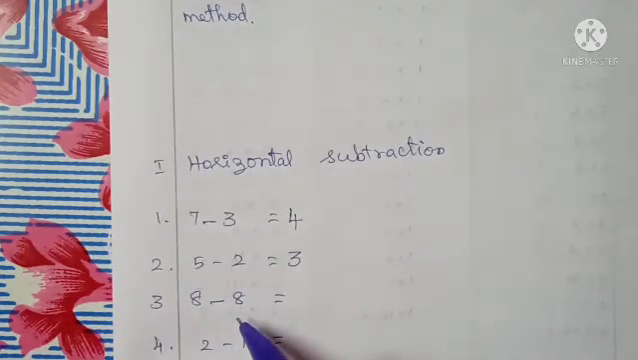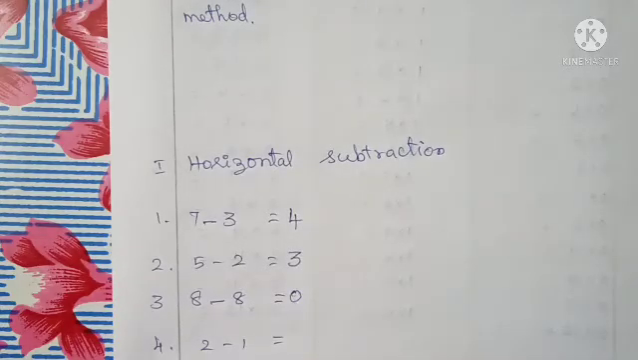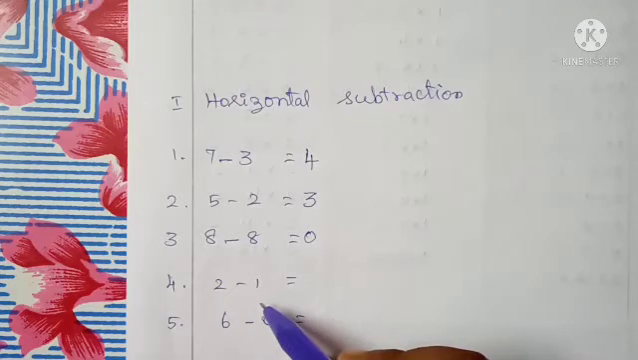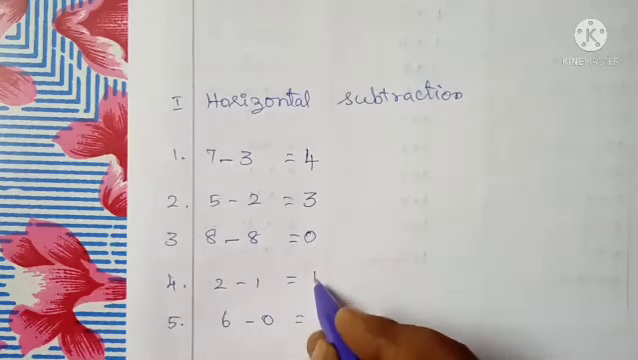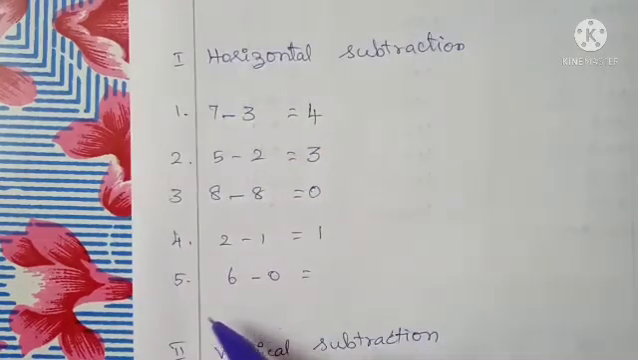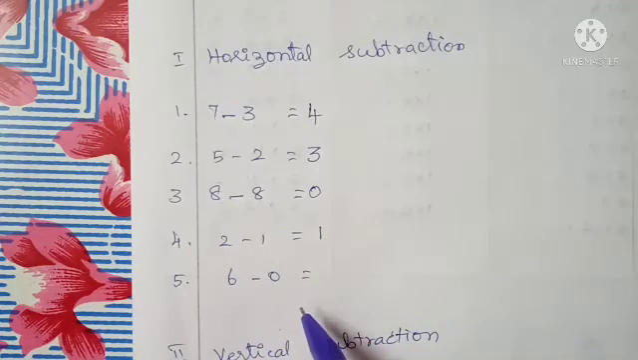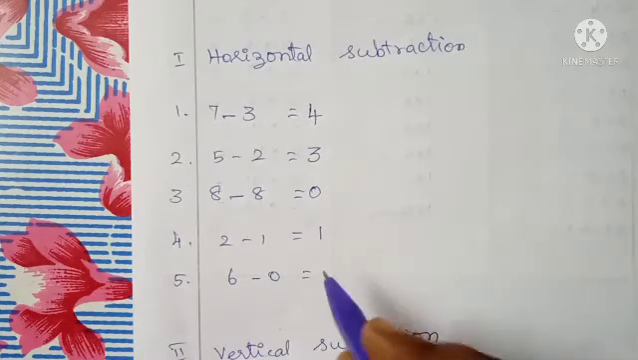Then the next one, third sum: 8 subtract 8. Both numbers are the same, so you get 0. Fourth sum, 2 subtract 1. So you go to the number before. 2 before number is 1. Fifth sum, 6 minus 0. Any number you subtract with 0, you get the same number. So that is 6.